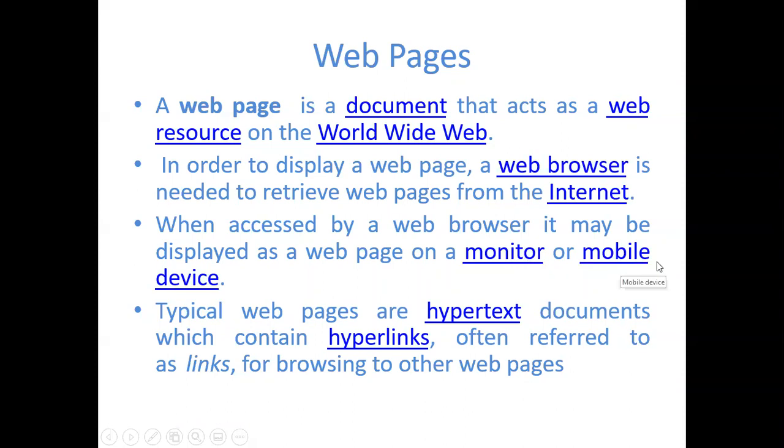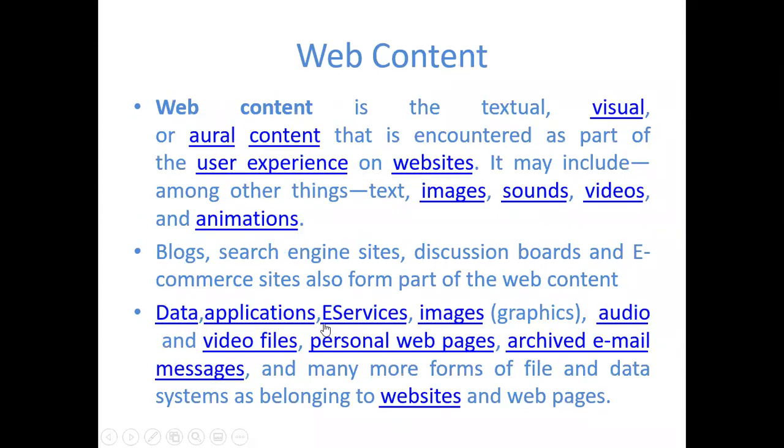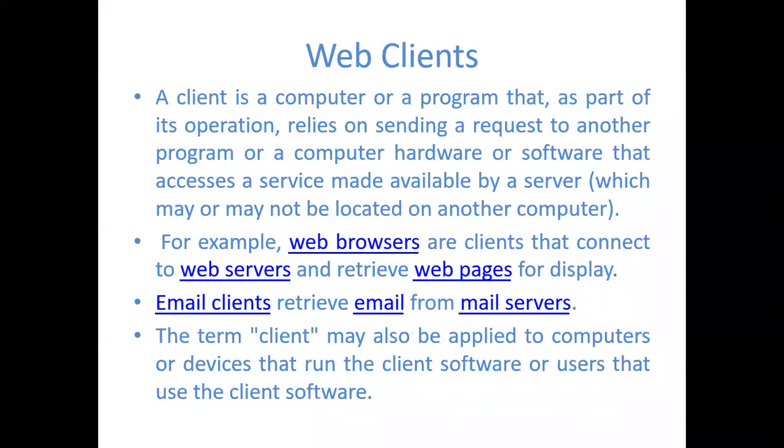Then you can have a monitor or a mobile device, and typical web pages are hypertext. Now we know using the anchor tag, we give the hyperlinks. So we use the hyperlinks for this. What all does it contain? Again the same thing. You have got text, images, sounds, videos, animations. They are the contents of the web pages, and then you have got data, application, e-services, images, audio, video files, personal web pages, etc. They are also contents.